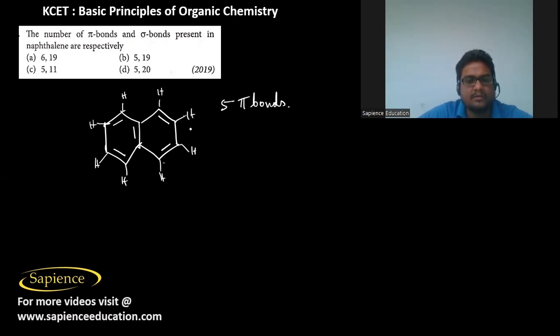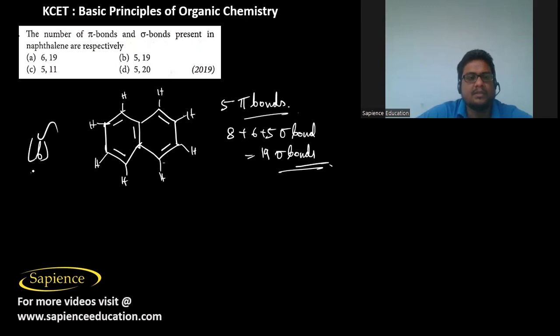So it means here we have 1, 2, 3, 4, 6, 7, 8, 8 plus 1, 2, 3, 4, 5, 6, 6 plus 2, 3, 4, 5. So 6 plus 5, these many sigma bonds, which is 11 plus 8, that is 19 sigma bonds. So 19 sigma bonds and 5 pi bonds. So option B is the correct answer.